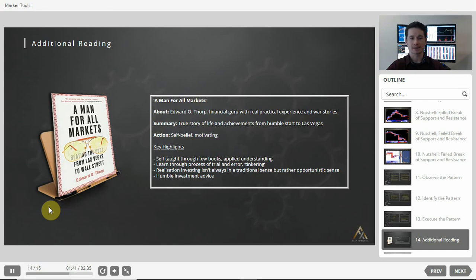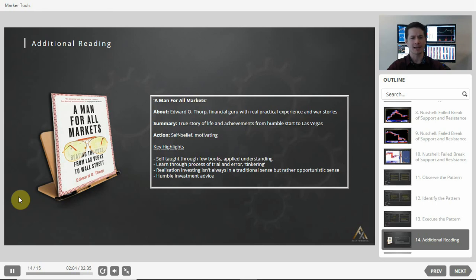Key highlights: he was self-taught through a few books. So again, a lot of you can relate to that. Okay, you haven't had the easiest upbringing necessarily, and that's really cool because neither did Edward. Note, obviously, you can learn through the process of trial and error. Again, you're going to see this highlight crop up in pretty much every one of the 10 books I'm going to share with you. It's all about trial and error, or better known as tinkering.